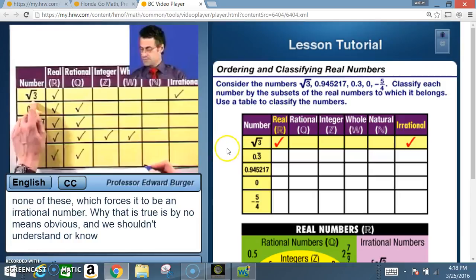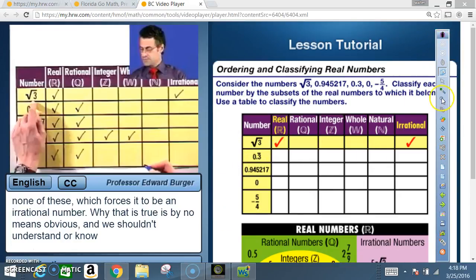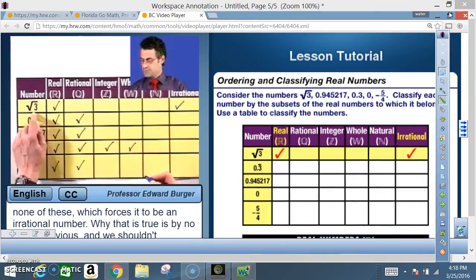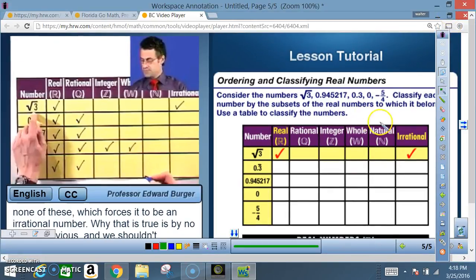Okay, a little addition to what he's saying about the square root. The square root of any number, if that number is not a perfect square, is automatically irrational. If the number is a perfect square, it is automatically rational. So in other words, if I said the square root of 4, well, the square root of 4 is a whole number, so therefore it's automatically rational.